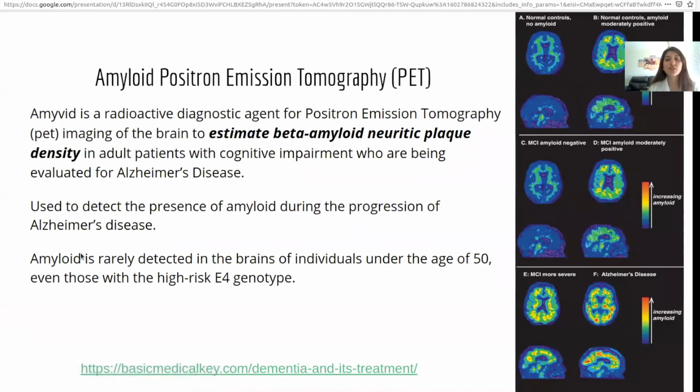Amyloid positron emission tomography estimates the beta amyloid neuritic plaque density. In this image here, you can see this is the brain of a normal healthy individual, and this is the brain of a person with Alzheimer's disease. You can see the increased amyloid deposit in a person with Alzheimer's disease, and there is no amyloid deposit or very little deposit in a normal person.